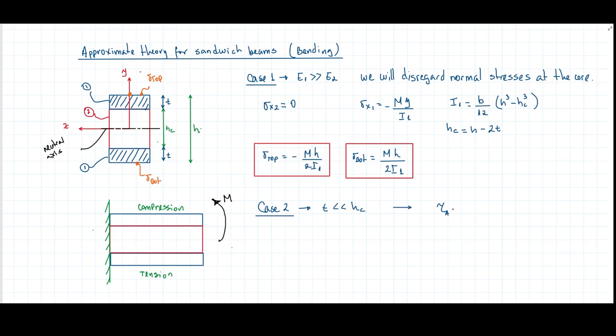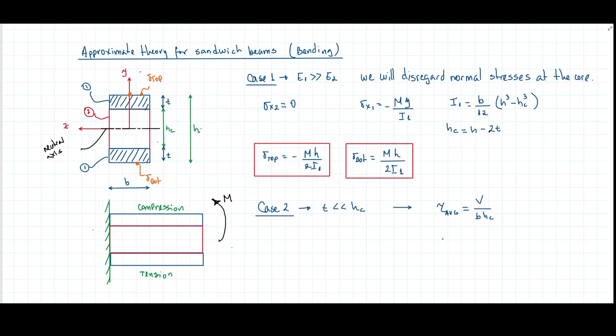But in this case, if we consider only the average shear stress, we know the average shear stress equals the shear force divided by the area. So the shear force equals this times the area. As I'm disregarding the thickness of the upper and lower plate, the area is going to be just the width of the plate, which I didn't mark here, times the height, but as t is very small, it's going to be something like this. So this is the only note here.